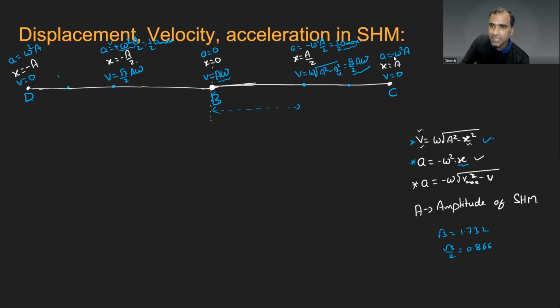The sign is different because the magnitude is the same here and here, but the direction of the acceleration is that of the restoring force. The acceleration is towards the equilibrium, and towards the equilibrium is the left side direction here. For this point, towards the equilibrium is the right side direction. Here the force is acting towards the right direction. Here the force is acting towards the left direction.